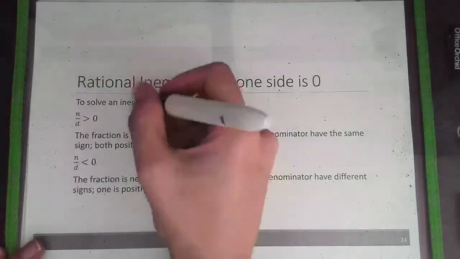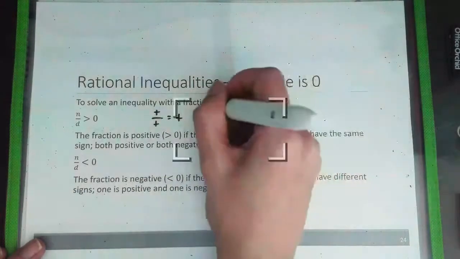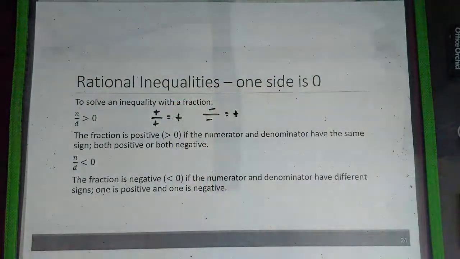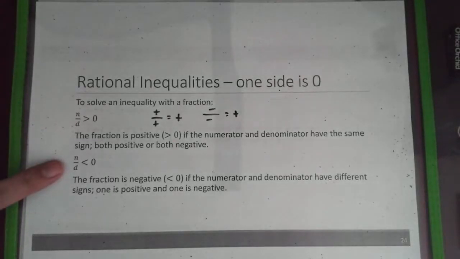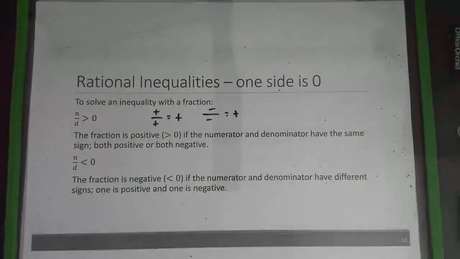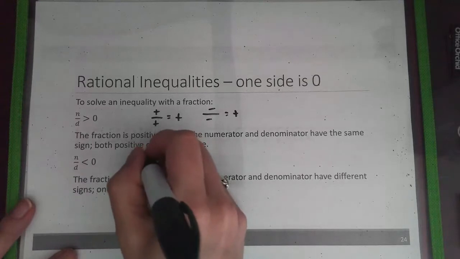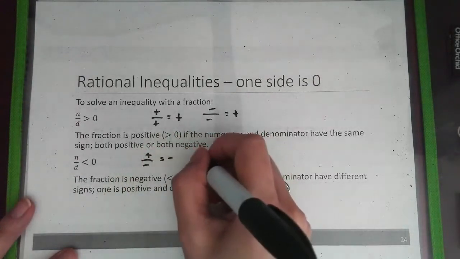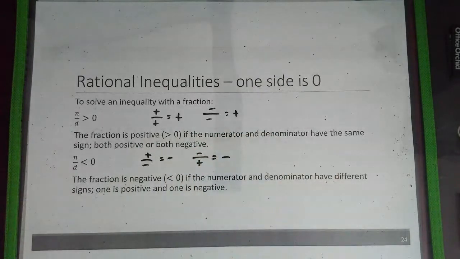What that's saying is if you have a positive divided by a positive, you get a positive, and if you have a negative divided by a negative, you also get a positive. If we have a fraction that's negative, the way we can get that is if the numerator and denominator have different signs. So one is positive and the other is negative. It doesn't matter whether your positive is in the numerator or the denominator. If there is one positive and one negative, then the overall fraction is negative.